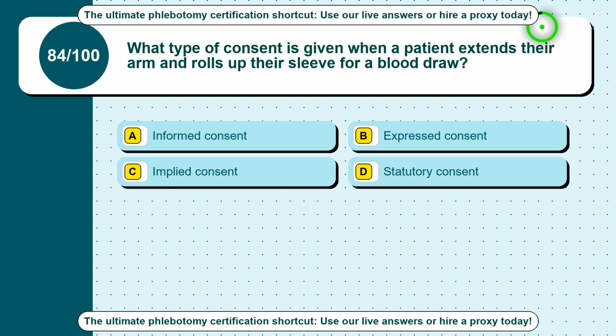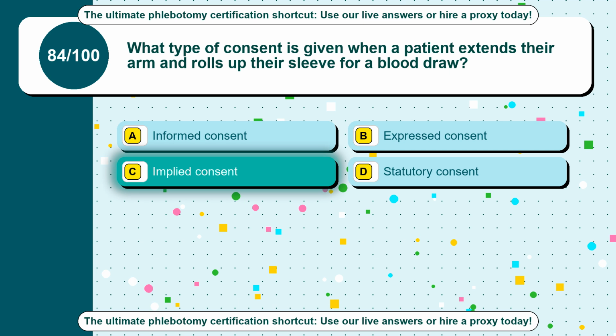Question 84. What type of consent is given when a patient extends their arm and rolls up their sleeve for a blood draw? Option A, informed consent. Option B, expressed consent. Option C, implied consent. Option D, statutory consent. The correct answer is option C.